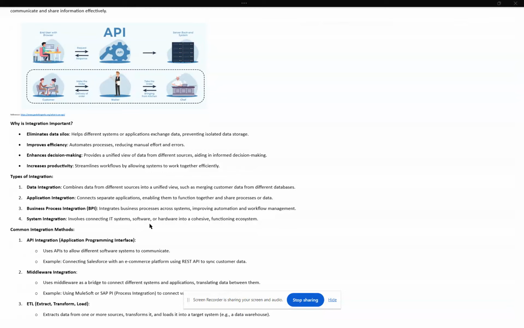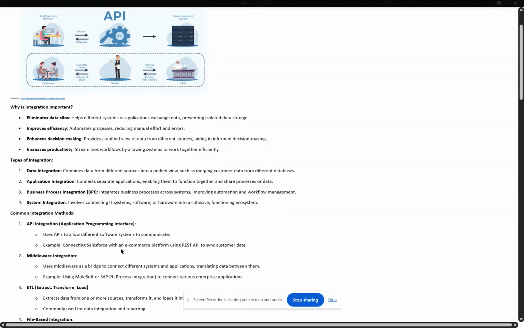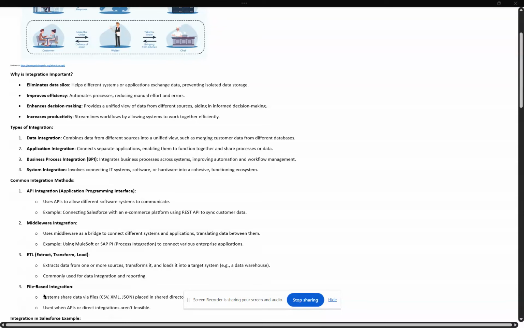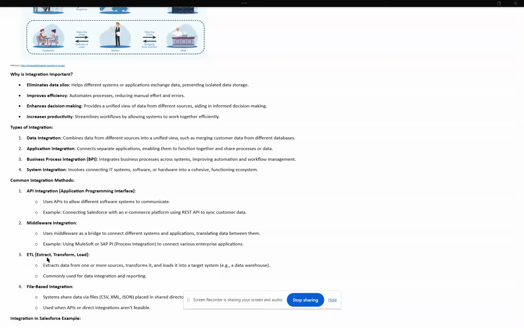If a system has its own API, right, API is nothing but an application programming interface, with the help of which it can exchange information with another system. Then we have middleware, we have ETL, and file-based integration. Most of the time, ETL is for extracting information from different systems, transforming that data and generating a report out of it, right?